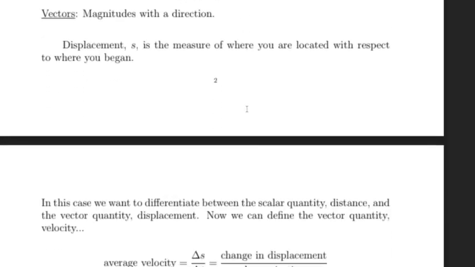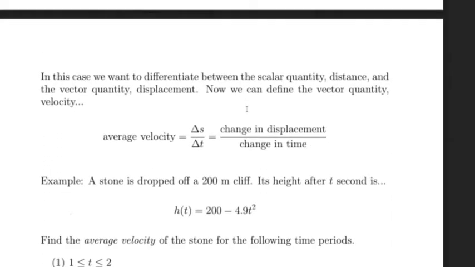So now that leads us to a slightly different definition here. We want to differentiate between the scalar quantity, distance, and the vector quantity, displacement. And the reason that's significant is because a few moments ago, we were talking about average speed, which was the change in distance over the change in time. Now we're going to talk about average velocity. And that actually is different.